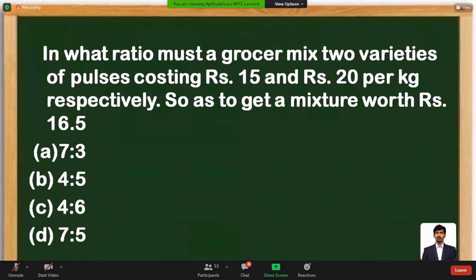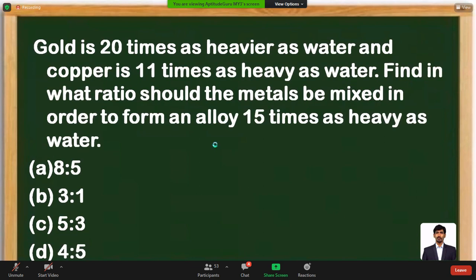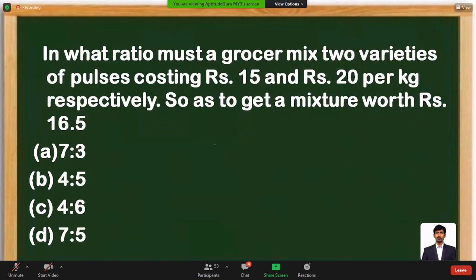In what ratio must a grocer mix two varieties of pulses? One is costing 15 rupees, the other one is costing 20 rupees, so that the mixture cost is 16.5 rupees. So one is 15 rupees, one is 20 rupees, and the overall mixture cost is 16.5. In what ratio are these two mixed? A1, A2 and A values are given. You just need the skill of subtraction so that you can answer the question.